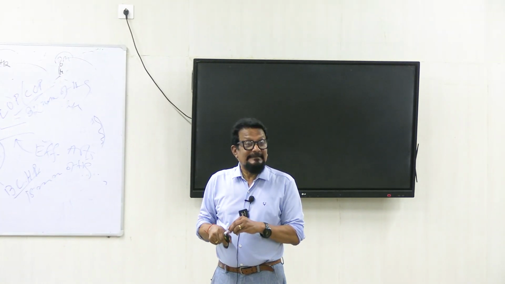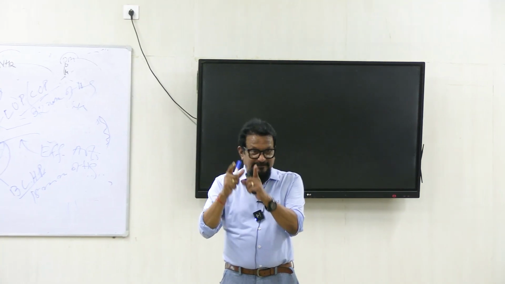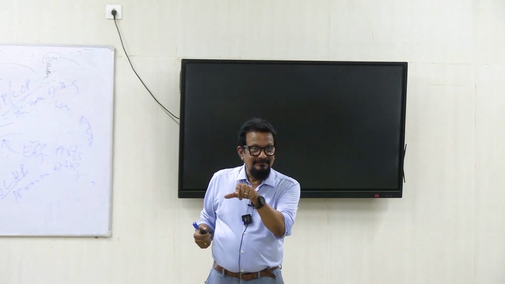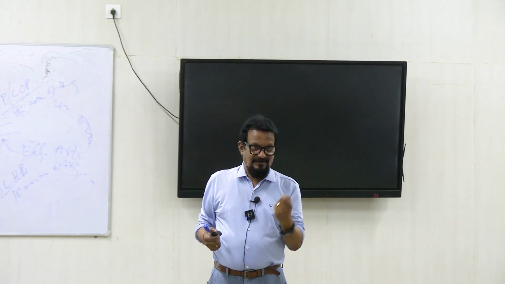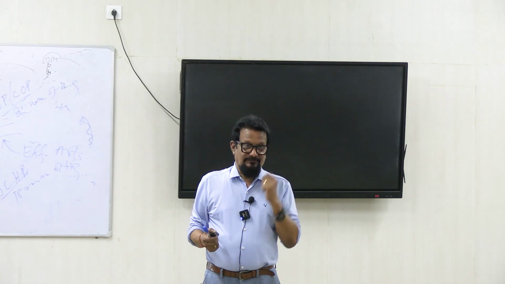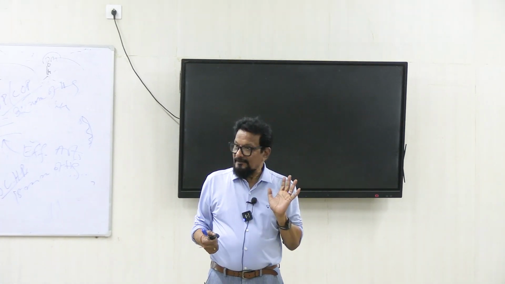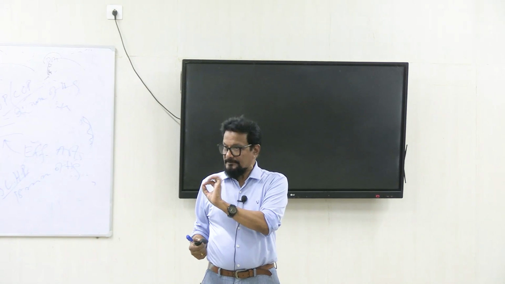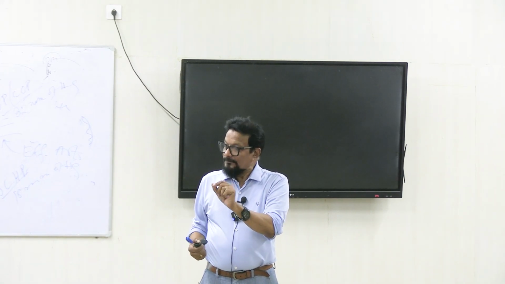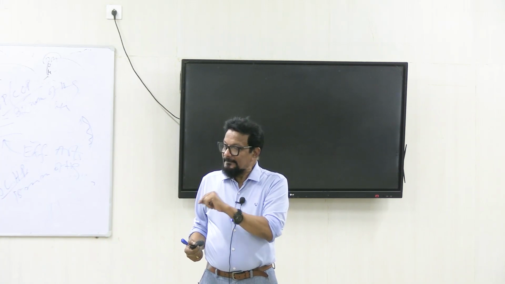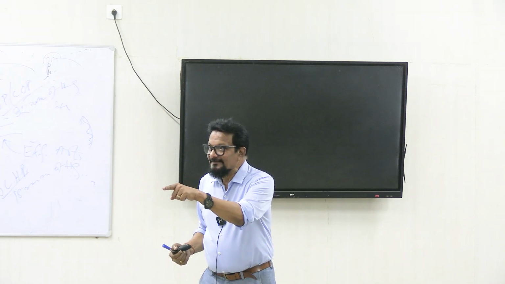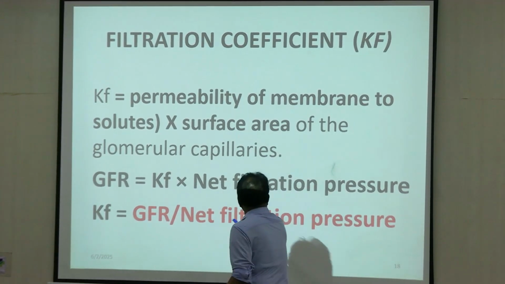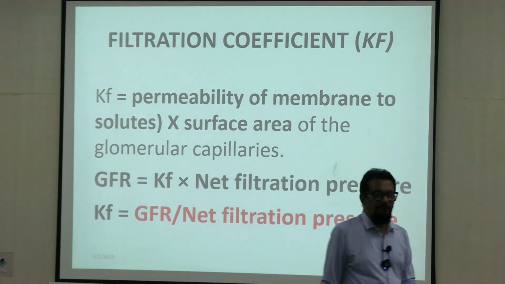This effective filtration pressure, 10 millimeter mercury, into Kf, then we get GFR. Okay, then we get GFR. Now, if I know GFR, if I know net filtration pressure, which is 10, and you know the GFR, which is 180 ml per minute, then you can determine the value of Kf, isn't it? In that case, what is the value of Kf? GFR by net filtration pressure. Okay, then we'll get the value of Kf.